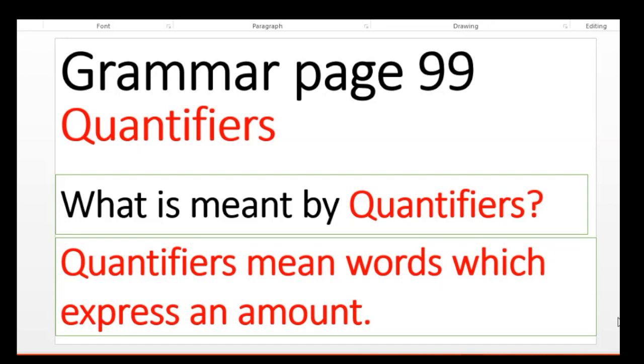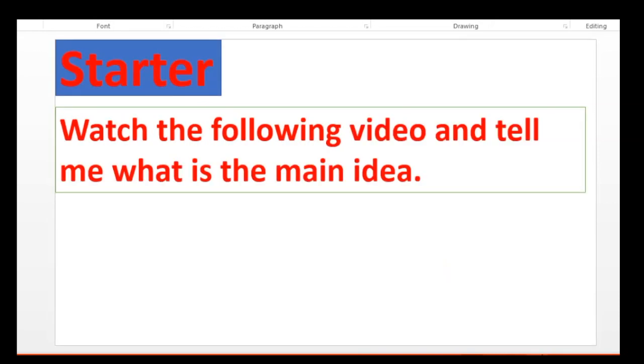So what's meant by quantifier? Quantifier means words which express an amount. Okay, so this is the meaning of the word quantifier.